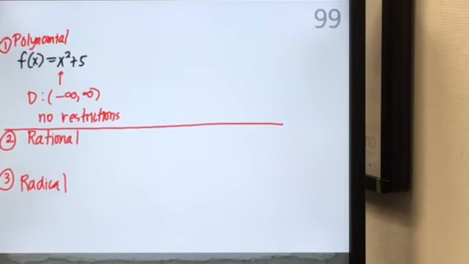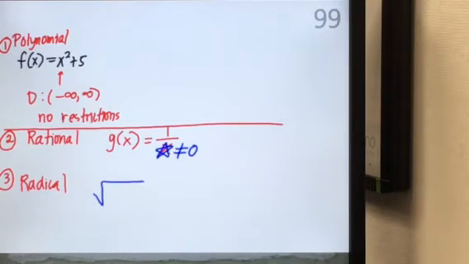For a rational function, such as 1 over x, whatever is in the denominator cannot equal 0 because 1 divided by 0 becomes undefined. While in a radical function, whatever is inside the radical, we have to make that greater than or equal to 0 because we can never take a square root of a negative number.